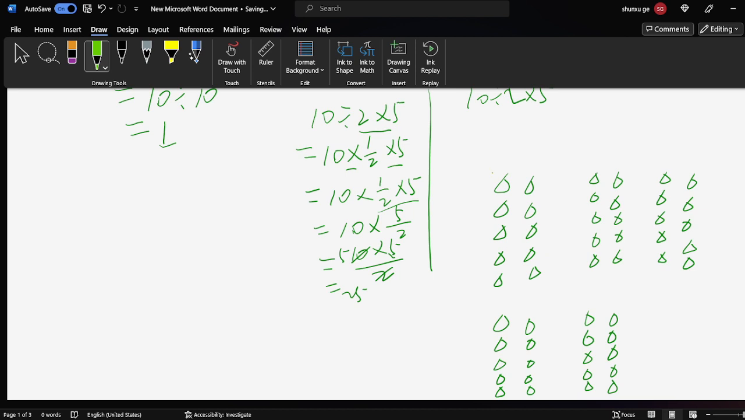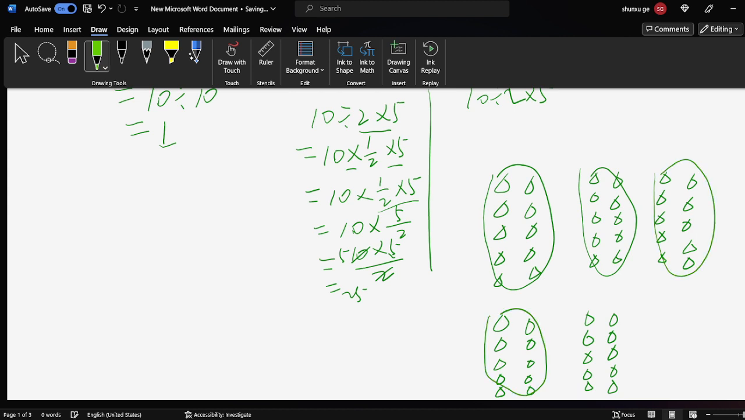Okay, this is totally 10 triangles. I'll tell you why you cannot do that. Why? Because the question tells you how to do it. So 10 divided by 2 means the total is 10 triangles, and we cut them into two parts because it's divided by 2.